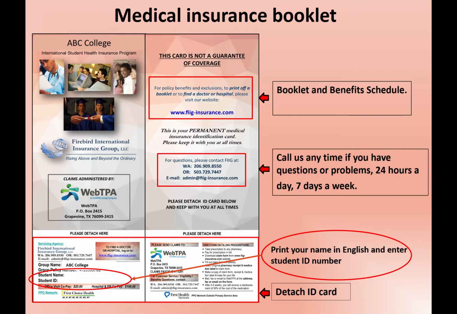At the bottom of this brochure is a detachable insurance card, and this is your permanent insurance card. On the bottom part, you will see where it says student name and student ID number. You will need to write your name as clearly as possible in English, as well as the student ID number you were assigned by your school.